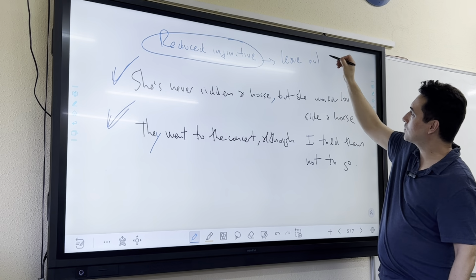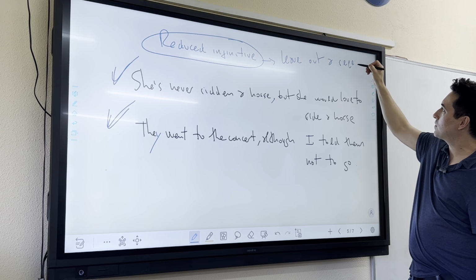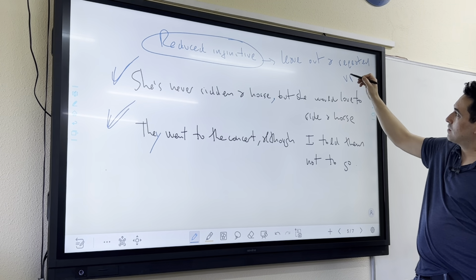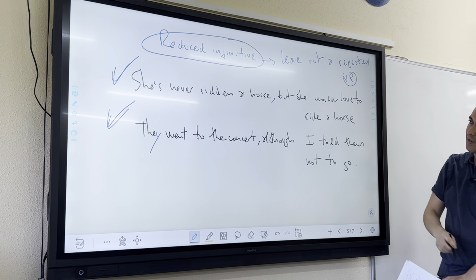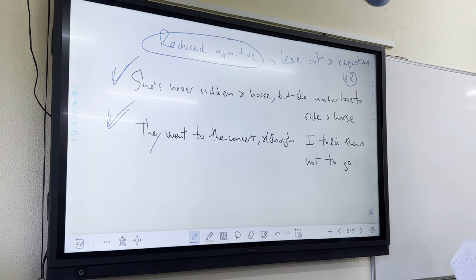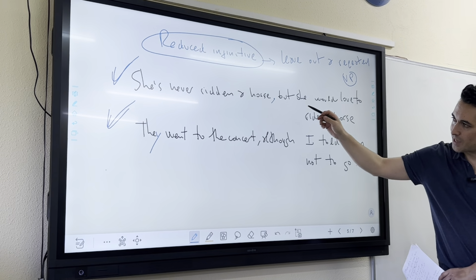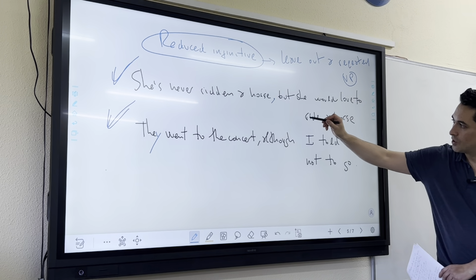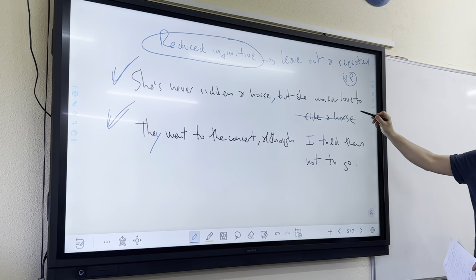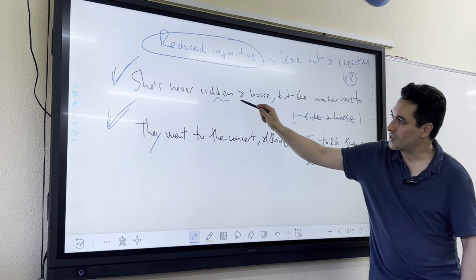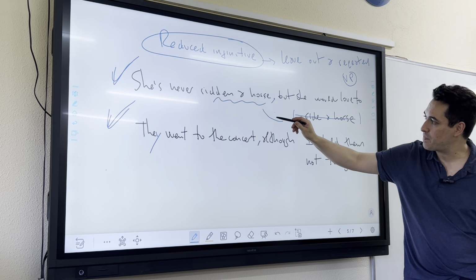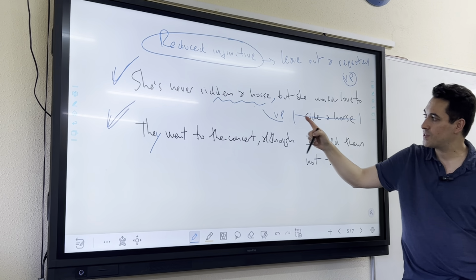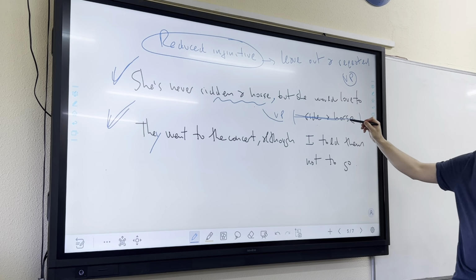We leave out a repeated VP, a repeated verb phrase. So, Gabriela, using your instinct, tell us the full sentence with ellipses. Very good. She would love to. So we get rid of ride a horse. So the repeated VP, yeah? This is a verb phrase. It's repeated. We remove it.